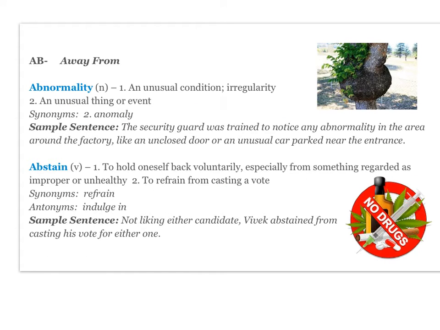Your next root is ab, which means away from. A good word to help you remember that is going to be absent. If you are absent, you are away from wherever you normally would be.